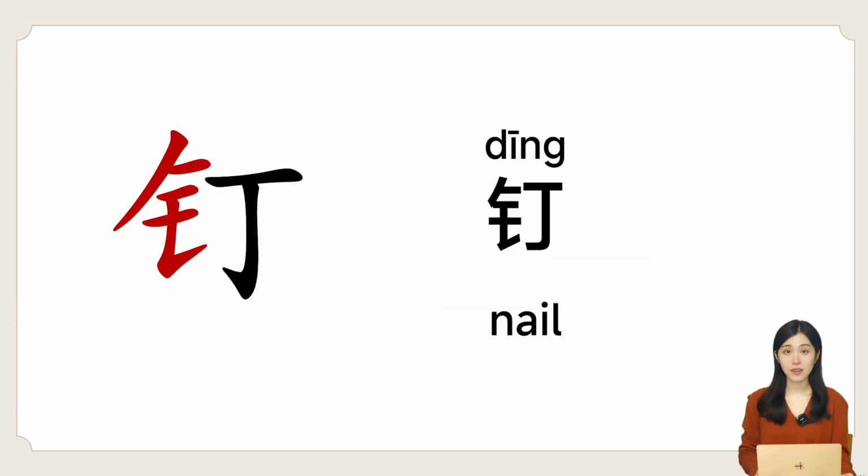钉 means nail. Please read it after me. 钉. A nail is usually made of metal, right? Now let's see how to write it.